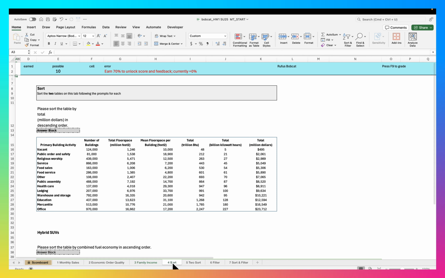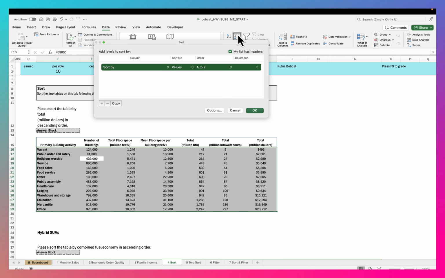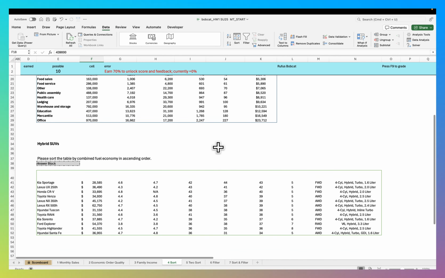Let's go to the sort. So sort we did before. Please sort the table by total $1 million in descending order. And remember, as I mentioned before, simply click inside of it, go to data, go to sort, and then answer appropriately.